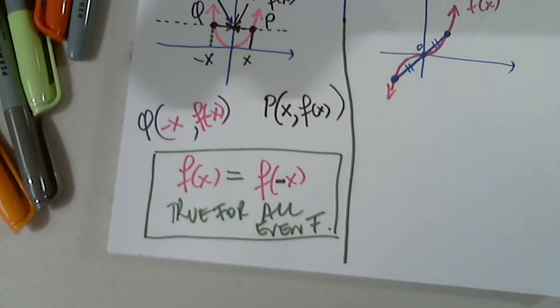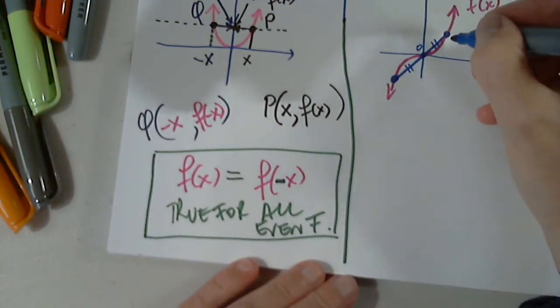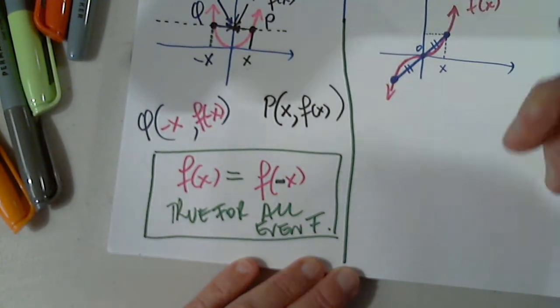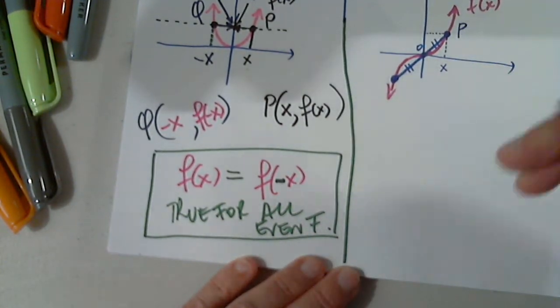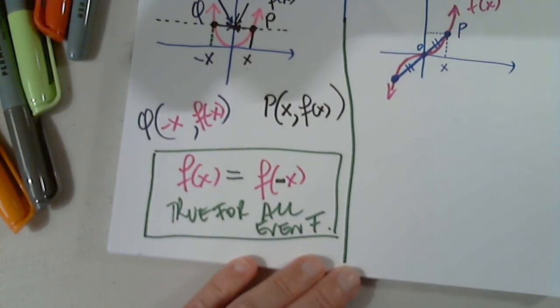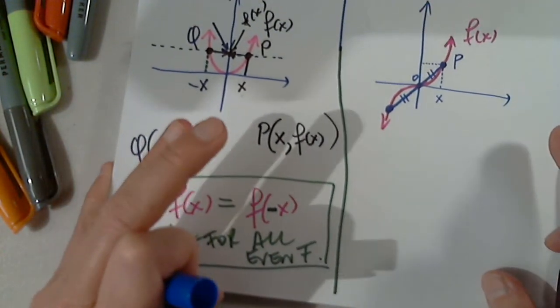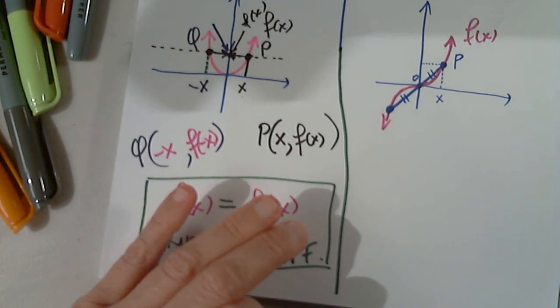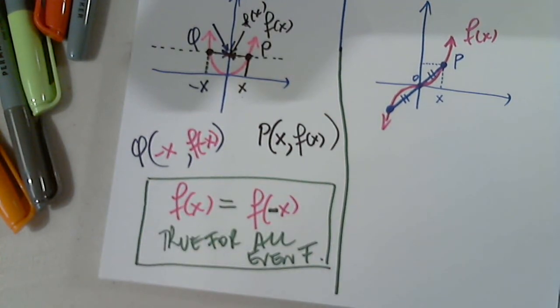Okay, so in this case, I'm going to pick this point. I'm going to say this is x. Can anyone now quickly give us the y-coordinate of that point? That's point P. What is the y-coordinate of point P? Anyone? We just did that. So can anyone say what it is? F of x. Thank you very much.